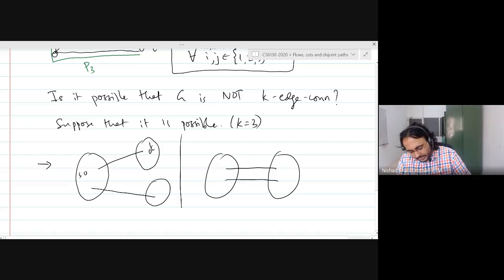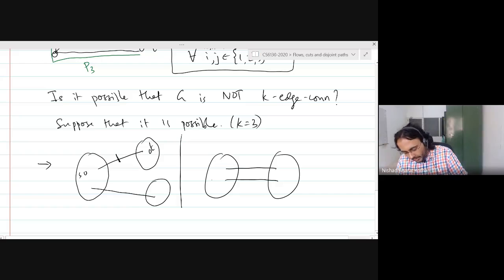So the point is that this edge, in this particular drawing, has to be used by every ST path. Any path joining S and T has to use this edge. So how can you have three edge disjoint paths joining S and T? Because each path has to use this particular edge. So you can't have disjoint paths, right? You can't even have two disjoint paths in this case.